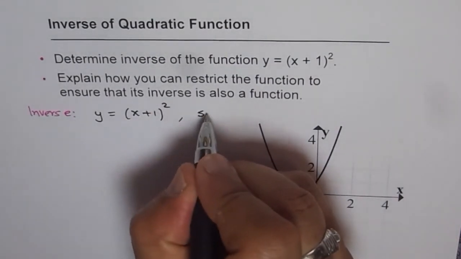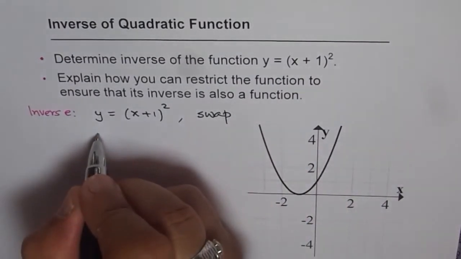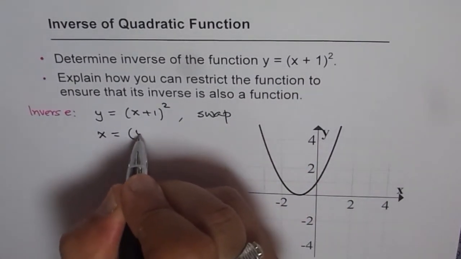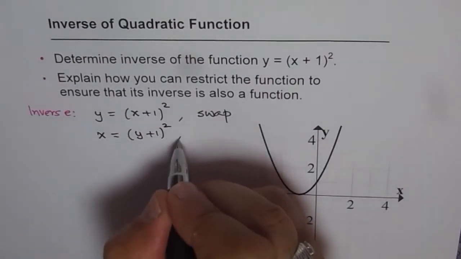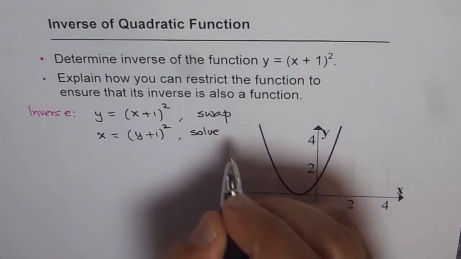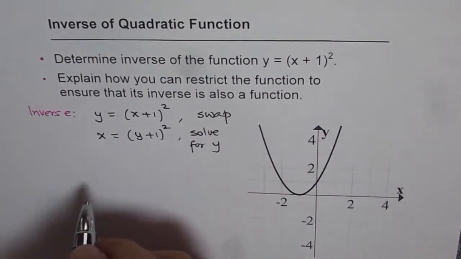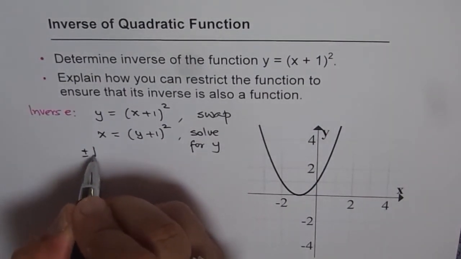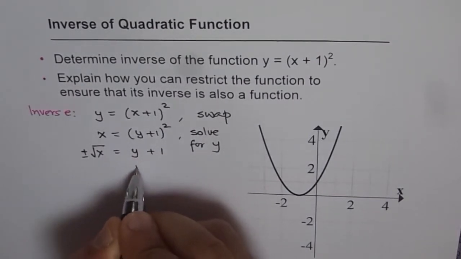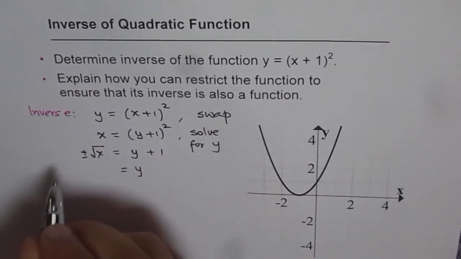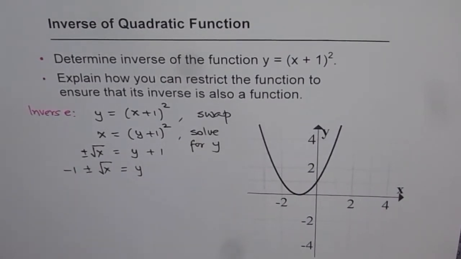And now let's swap. So if we swap x and y values, then we get x equals (y plus 1) whole squared. And let's solve for y. So it becomes, let's square root both sides. Once you do square root, you get plus and minus square root of x equals y plus 1, or y equals minus 1 plus and minus square root of x.